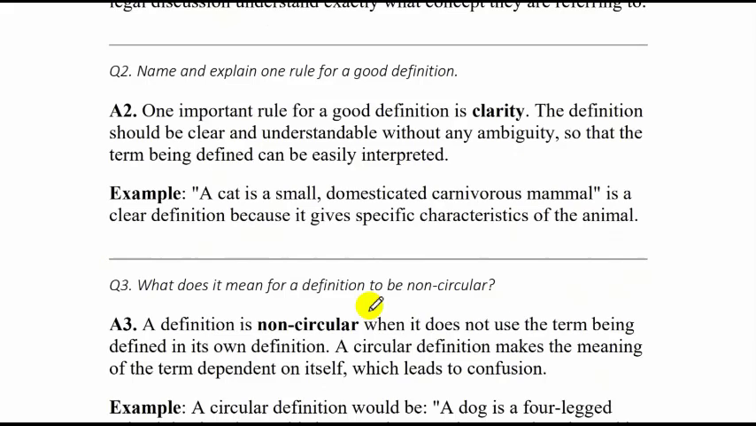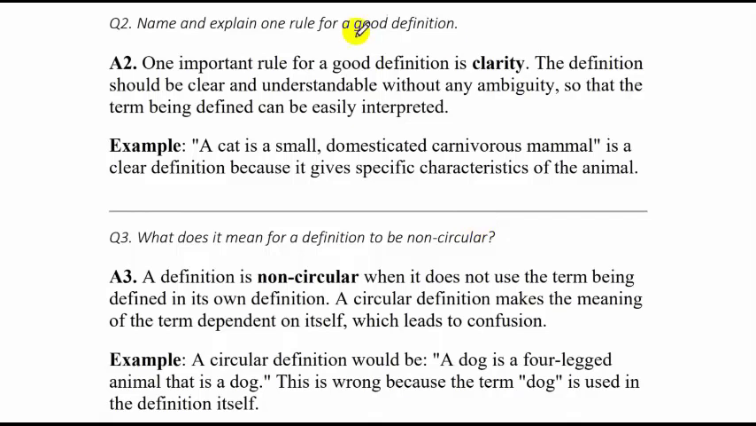Question 2. Name and explain one rule for a good definition. One important rule for a good definition is clarity. The definition should be clear and understandable without any ambiguity, so that the term being defined can be easily interpreted. Example: a cat is a small domesticated carnivorous mammal is a clear definition because it gives a specific characteristic of the animal. Clarity is the one important rule for a good definition.